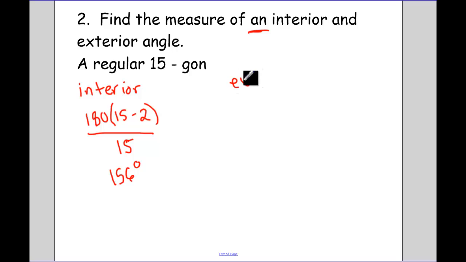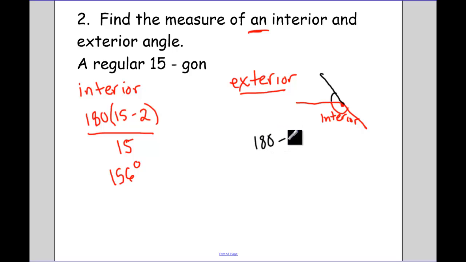Our exterior. Again, there's really two ways to do it. When you have two sides of a polygon that meet, now, I don't know what a 15-sided polygon looks like, but this would be our interior angle. We know the exterior angle, if I just extend this line, is a linear pair with my interior angle. So I could do 180 minus 156 to get me 24.